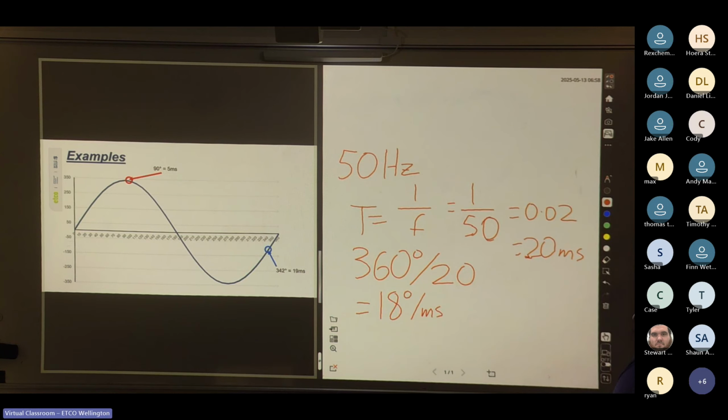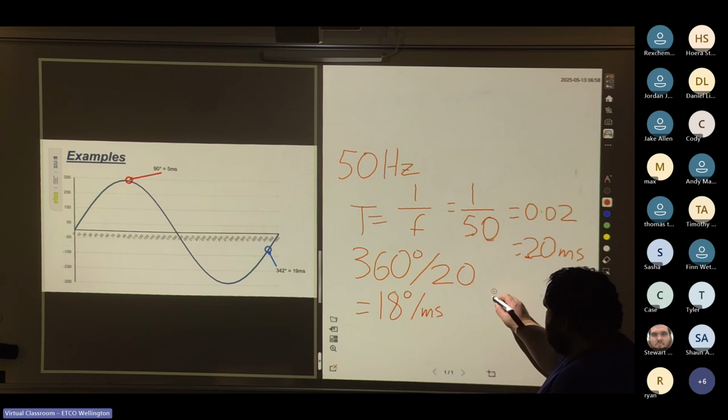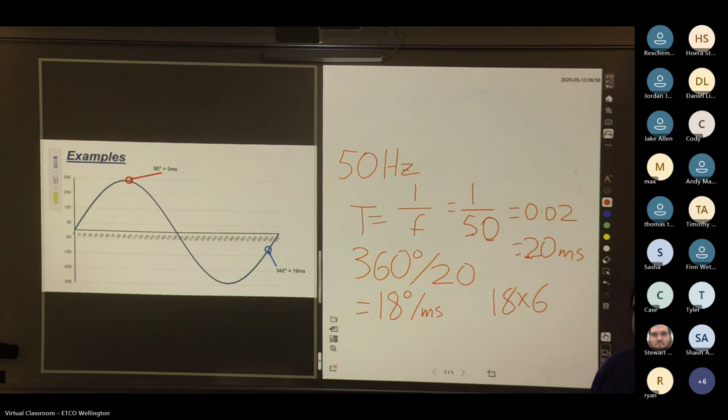Sweet, cool. So now that we know we've got 18 degrees per millisecond, what is the voltage after 6 milliseconds? So what's the angle after 6 milliseconds? Sorry, guys. So we do 18 times 6. What do we get? 108.